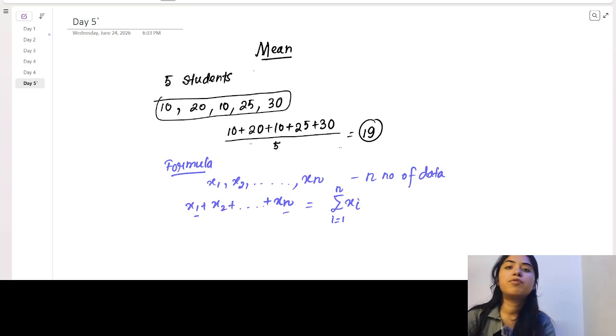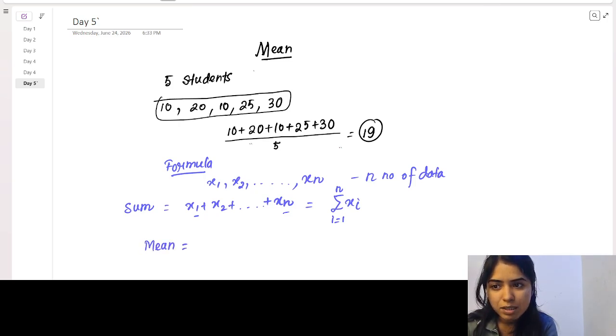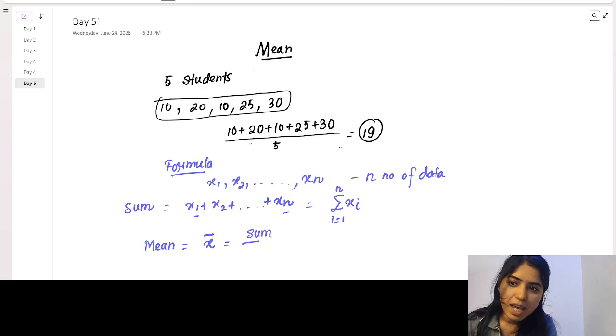In most of the videos or resources you refer to, you will see this type of notation, so I'm just simplifying the notation. This is how you can write the sum of n numbers. Now you have to divide this by n. This is a sum, and now you have to divide. So what is the mean? Mean can be written in this format, x bar. Whenever you write x bar, it means the mean. You have to do the sum divided by the number of data.